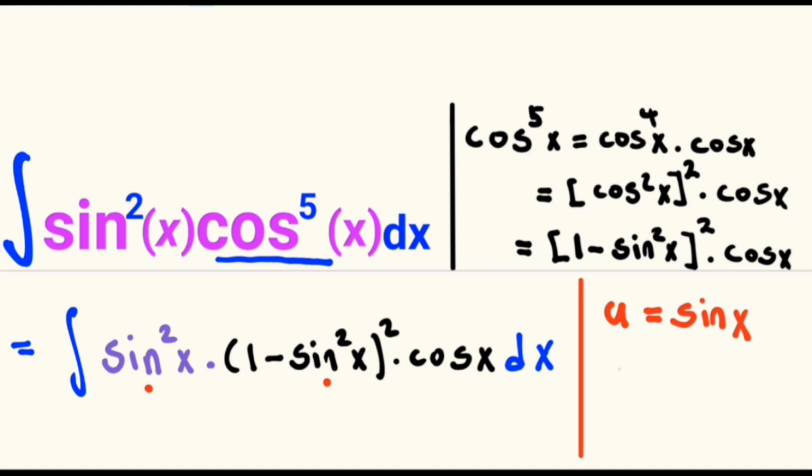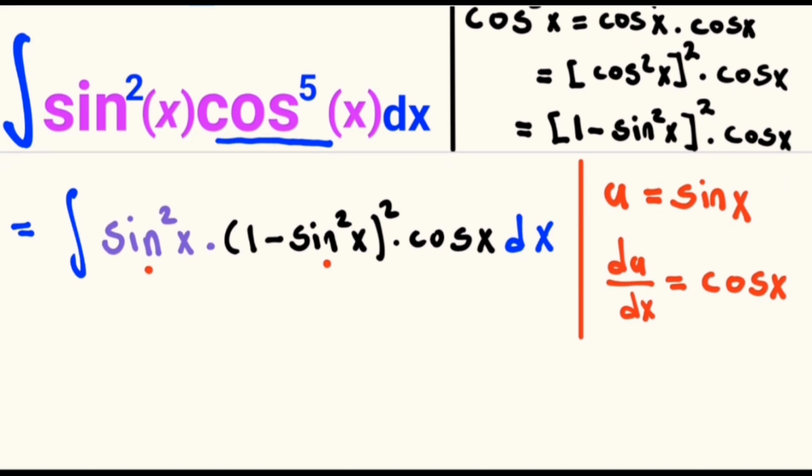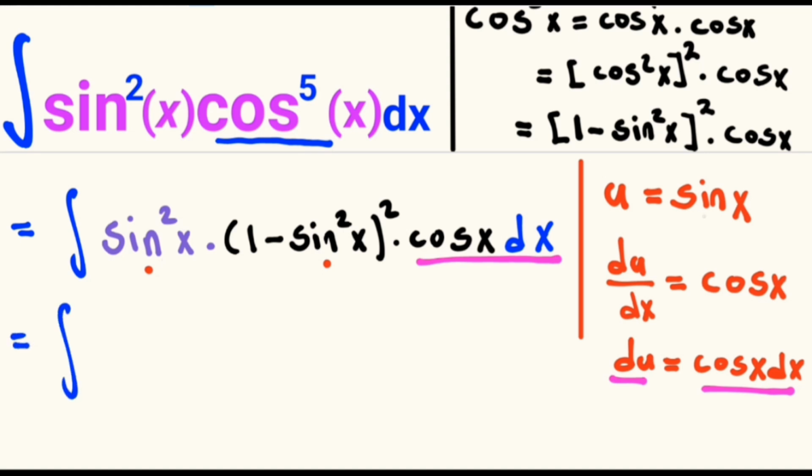and the derivative of the u with respect to x will be equals to the derivative of the sine x, which is equals to cos x, multiplying both sides of the equation by the dx. The du will be equals to cos x multiplied by the dx. So in the place of the cos x dx, we'll substitute the du because it's equals to the cos x dx. In the place of the sine, we substitute the u. So the sine is raised to the power 2, even the u will be raised to the power 2.